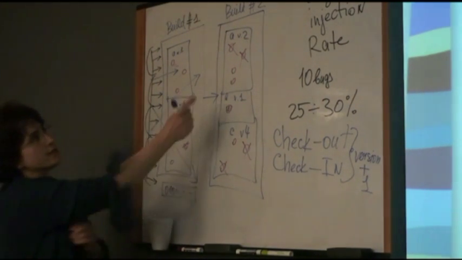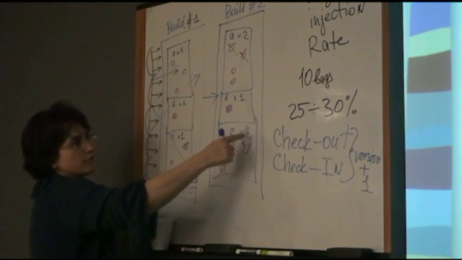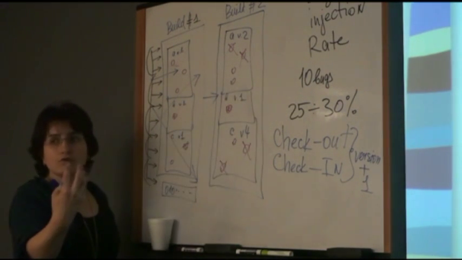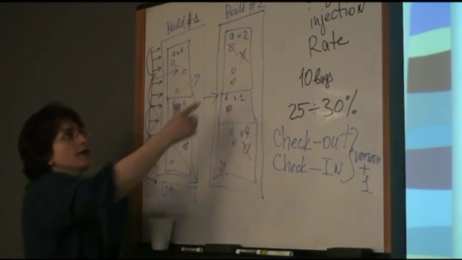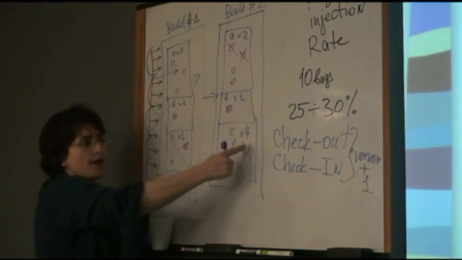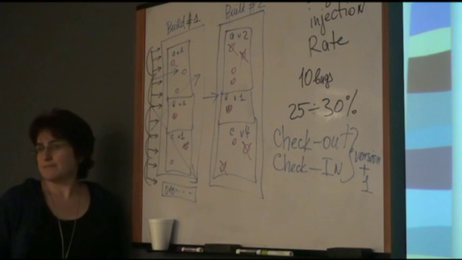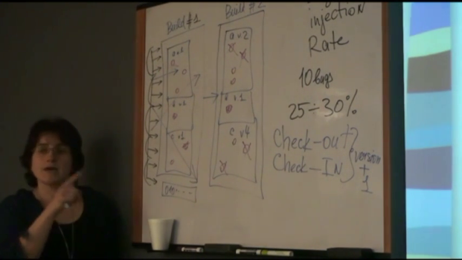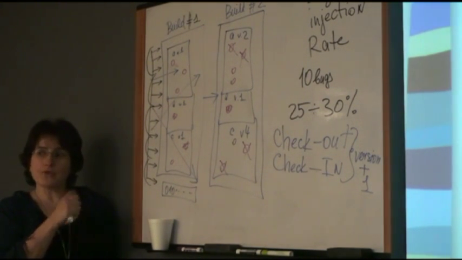Let's say, in this case, we have version 2, version 1, version 4. If you check out all those files and check them back in, this one becomes version 3, this becomes version 2, and this becomes version 5. So the purpose of this process is to make sure that developers do not step on each other's toes.